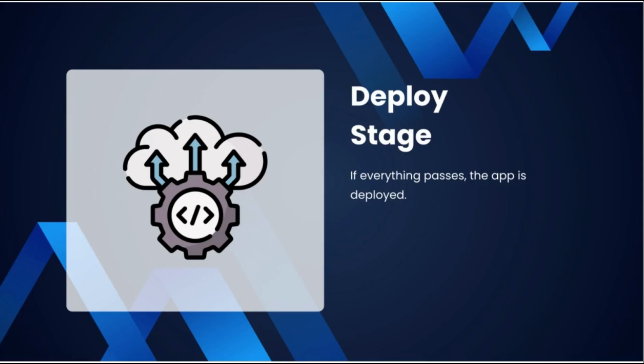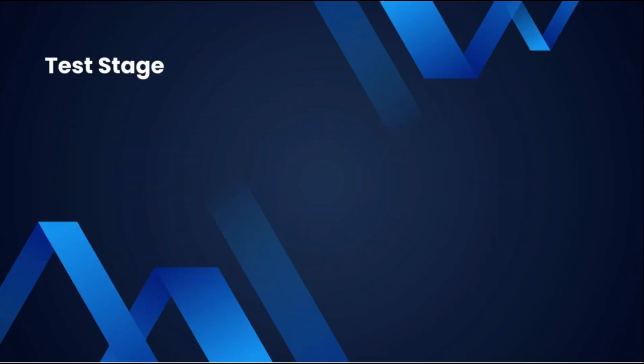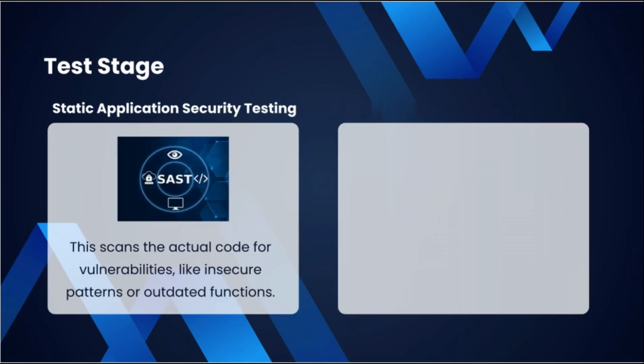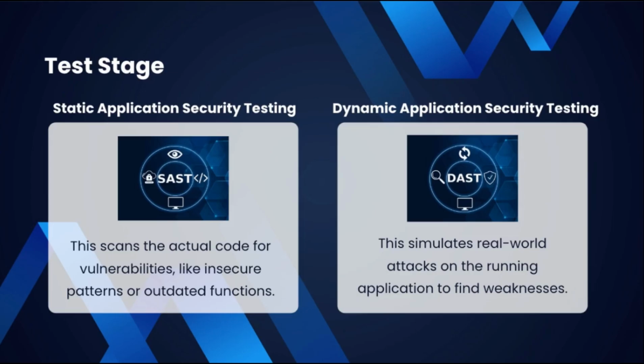So, where do vulnerability scans happen? Vulnerability scans are implemented during the test stage. Here, some scanning tools run alongside the usual tests to check for vulnerabilities. For example, Static Application Security Testing (SAST), which scans the actual code for vulnerabilities, like insecure patterns or outdated functions. Dynamic Application Security Testing (DAST), which simulates real-world attacks on the running application to find weaknesses.